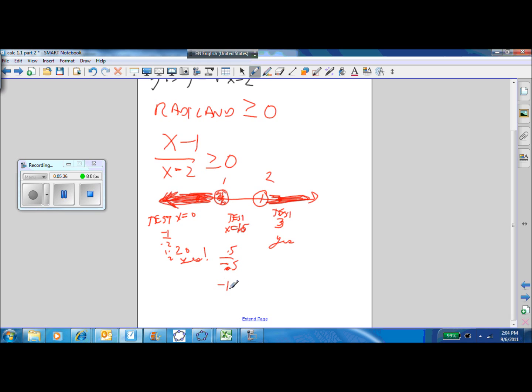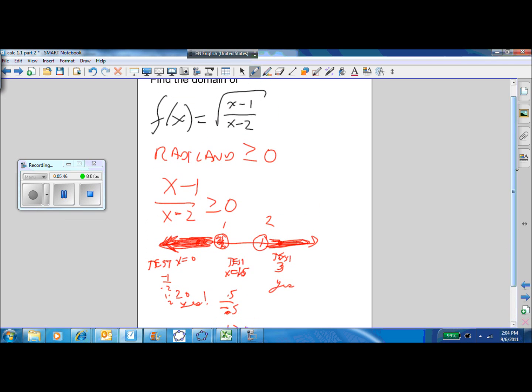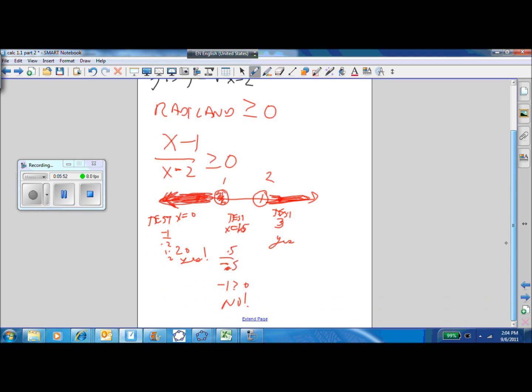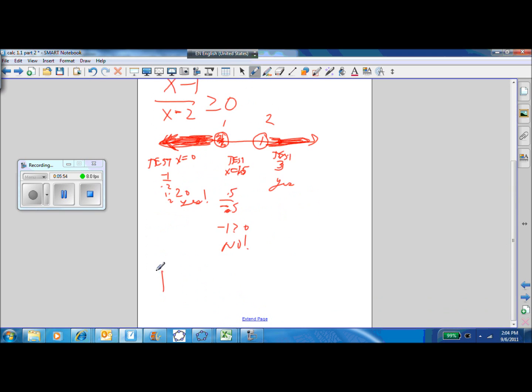And that's negative 1. No, that's not greater than 0. So that's our domain restriction. The other thing to watch out for is, does x equal 2? X equals 2 makes division by 0, so we don't like that up there either. So that's why we've got that for our domain restriction, and we come up with our domain is x less than or equal to 1 or x strictly greater than 2.